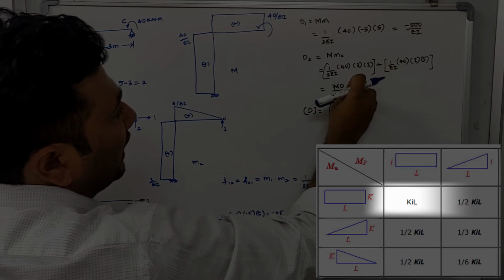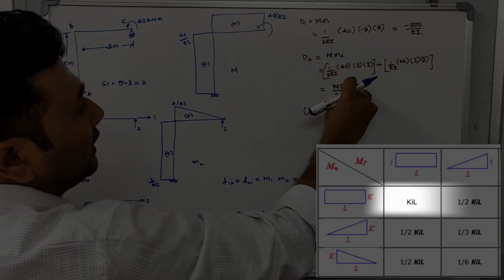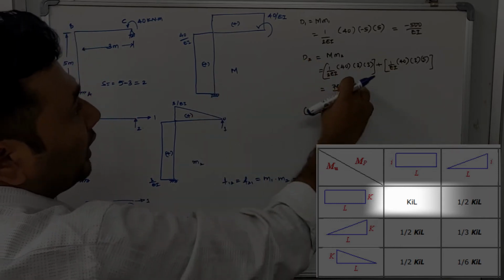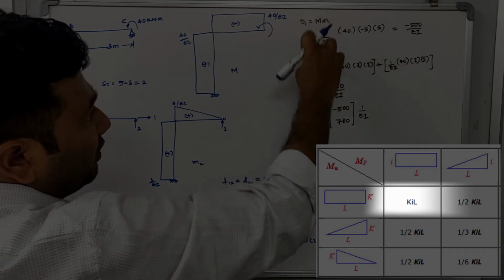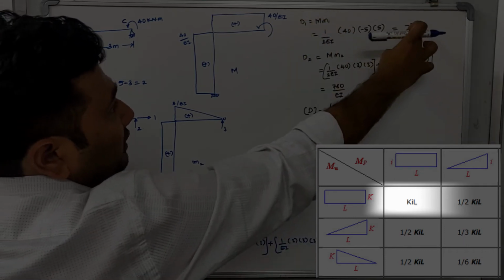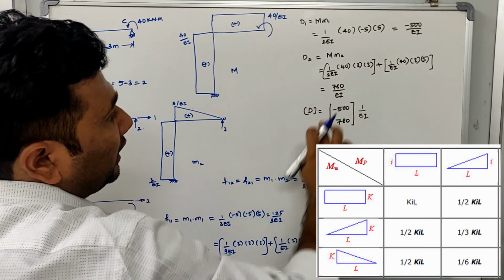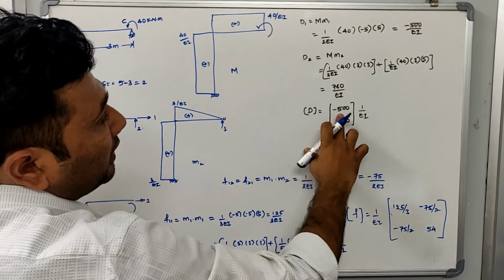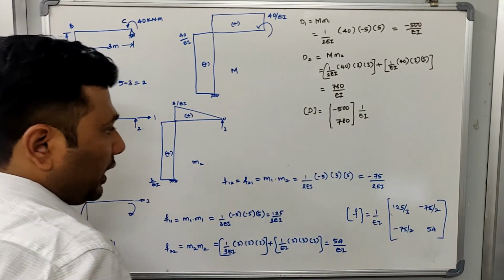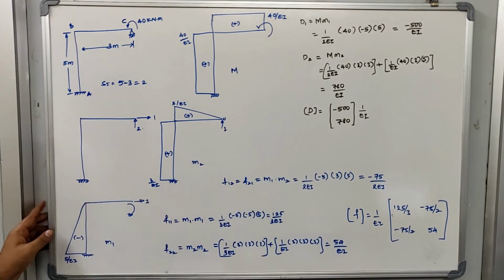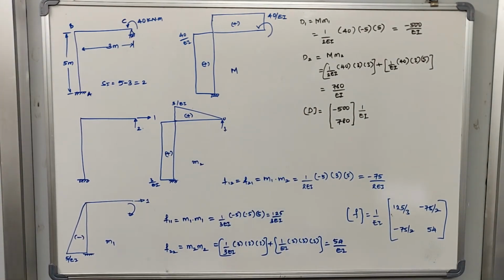If I solve this, I'll get to know how much the displacement in the vertical direction is. Okay, so we have determined D1 and D2. D1 is minus 500 by EI, D2 is 780 by EI. So the displacement matrix will be equal to this one. Now from this you have identified how to solve the displacement matrix, and you also understood the benefit of using the diagram multiplier method.